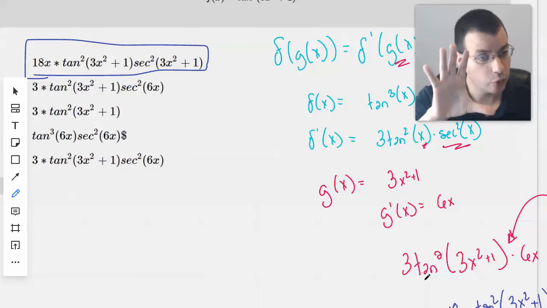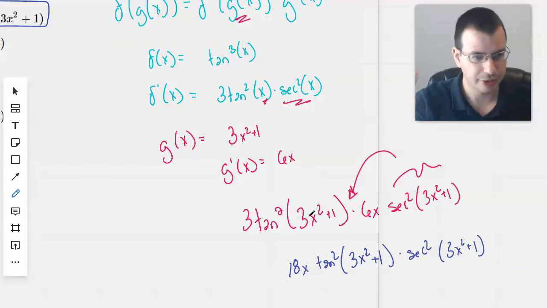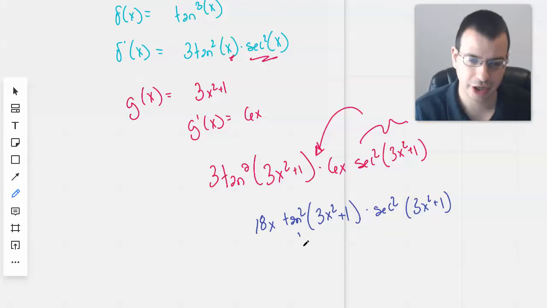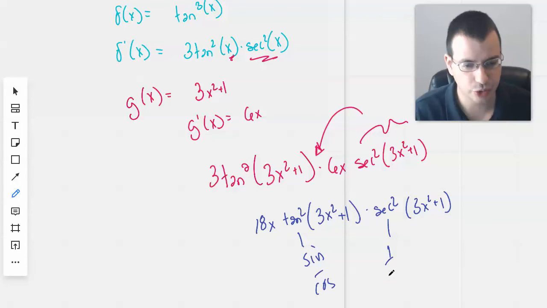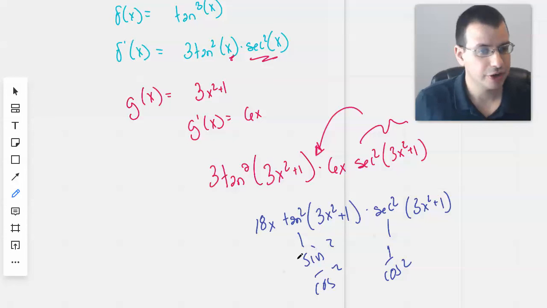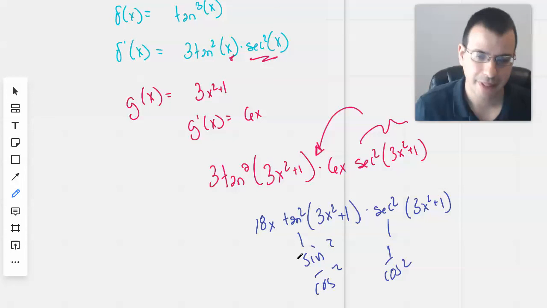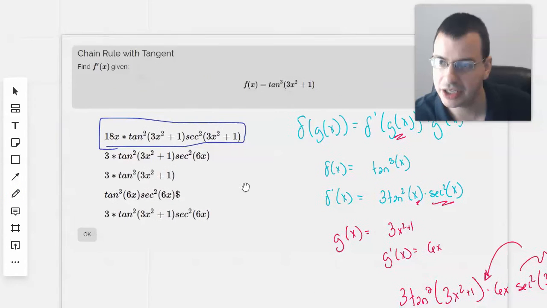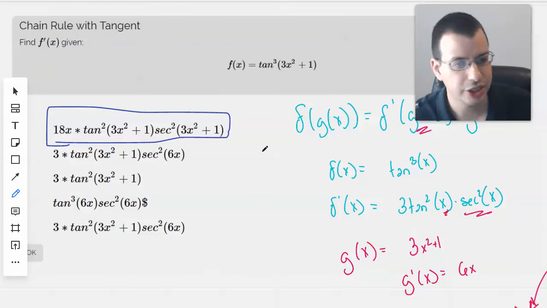So if you're going to work with this more, like do some other operations with it, one thing you might want to consider then is tangent is sine over cosine, and secant is 1 over cosine. So I guess these would both be squared. And you might want to convert it to sines and cosines. That way, I think it's just easier to work with just sines and cosines than secants, cosecants, tangents, cotangents. Sometimes it simplifies things. Okay, that is how you do this with the chain rule.